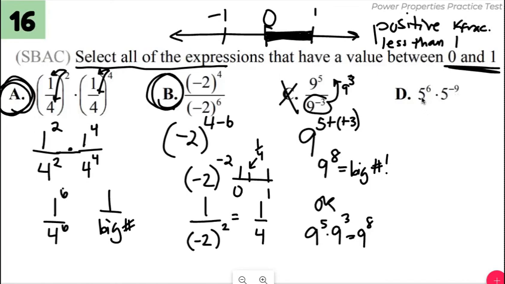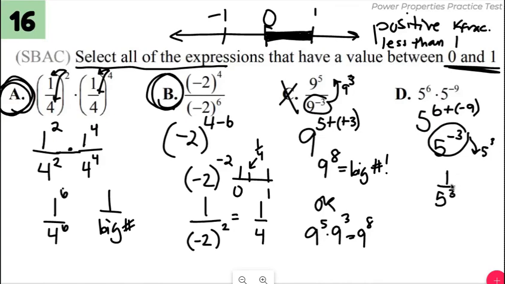Now for D, same base that we're multiplying, so we're going to add our exponents. I get 5 to the negative 3, which becomes 1 over 5 to the 3rd. Remember, I want that negative 3 to become a positive 3. So I'd move it down and make it 5 to the 3rd, right? 1 over 5 to the 3rd is 1 over some big number. It's definitely positive, and it's not mixed or improper, so this would be between 0 and 1.